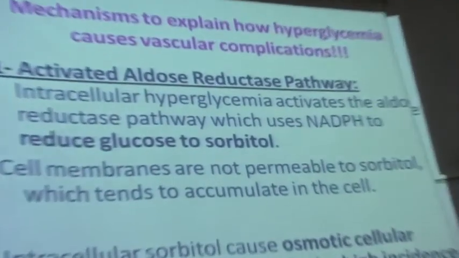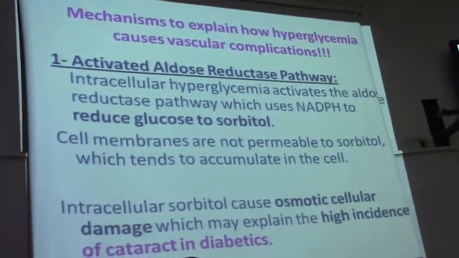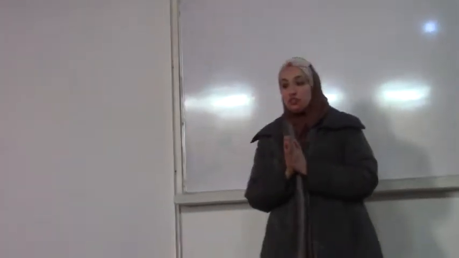Not only are complications related to this, but also, do you remember that I told you that conversion of glucose to sorbitol requires reduced NADPH? Because this is a pathological condition, it consumes a lot of NADPH. So NADPH, which enters a lot of other needed reactions, such as the regeneration of reduced glutathione, is depleted.